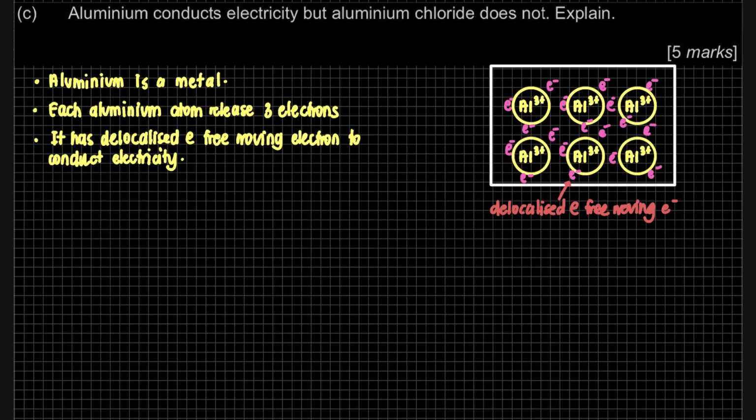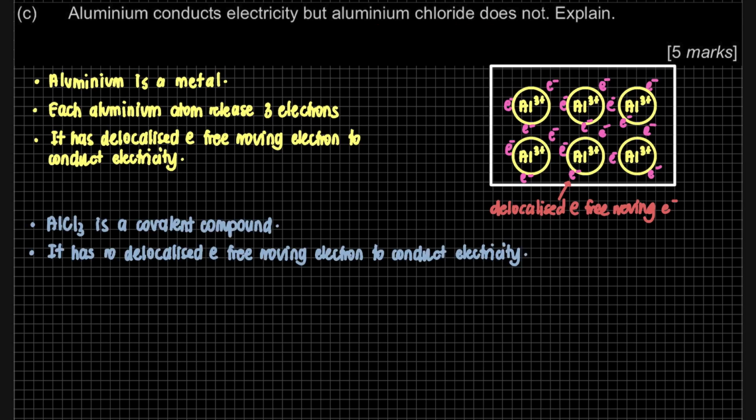So that is for aluminium. What about aluminium chloride? Aluminium chloride is a covalent compound. Because aluminium has the free moving electrons, that's why it has several characteristics. But in the case of a covalent compound, it does not have any of that. So I just mentioned, it has no delocalized or free moving electrons to conduct electricity. So this part is a bit of explanation. Okay, so that is the solution for question 3 for PSPM 2022-2023.